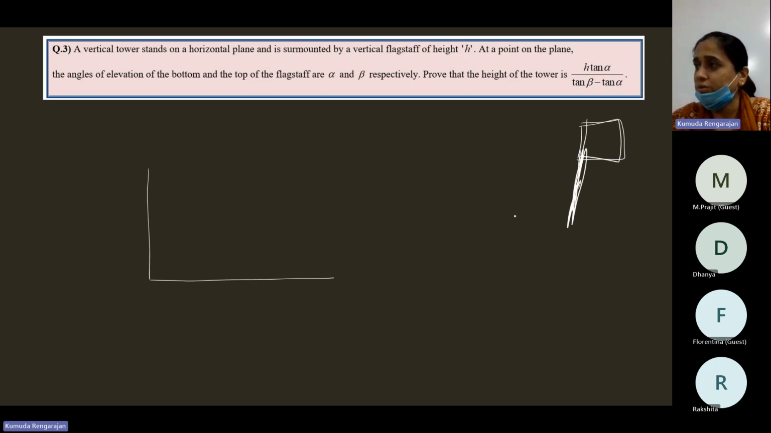That stick or rod or whatever it is. So where is the flagstaff? It is on top of the tower. So the tower is from here to here. This is the foot of the tower. This is the foot. It's not in your book. It's only on the board.